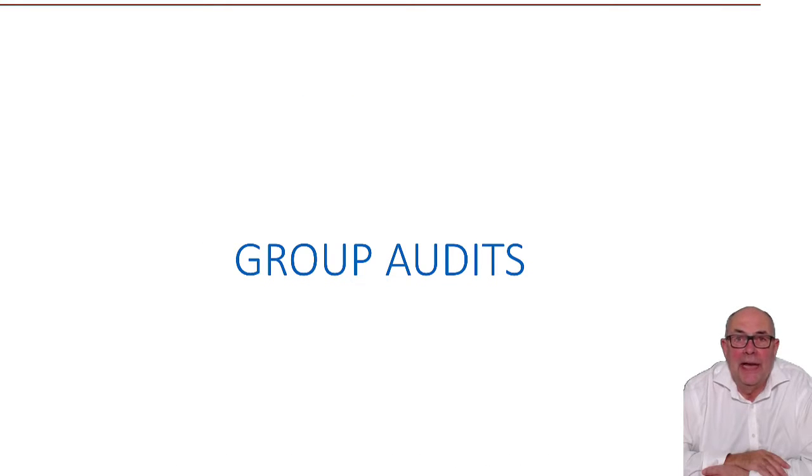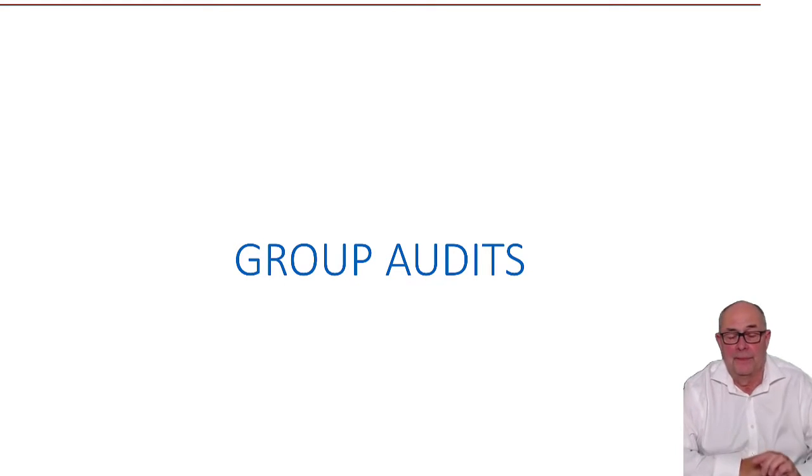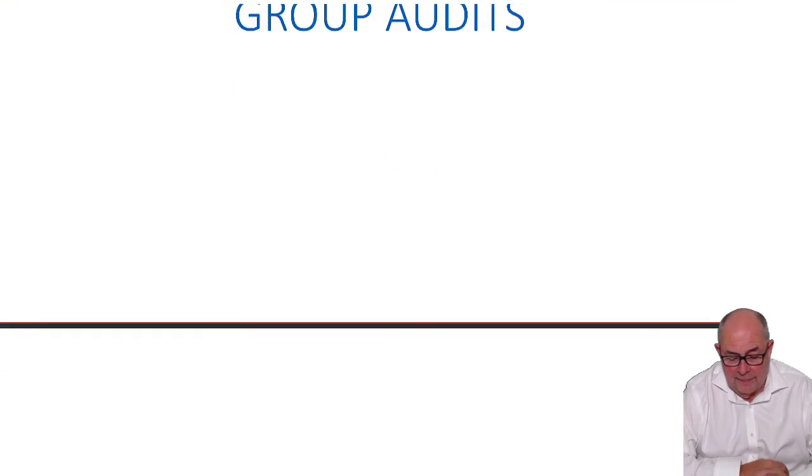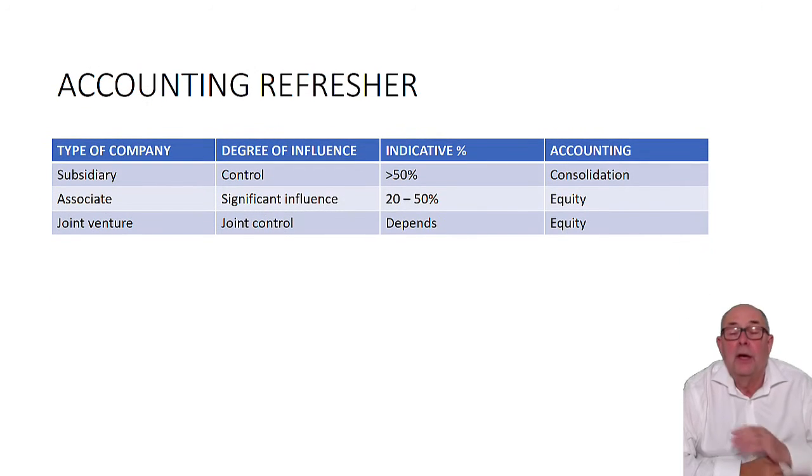We're going to be looking at group audits. A bit of an accounting refresher first. So remember from your SBR, the different categories of investment that the parent can have.